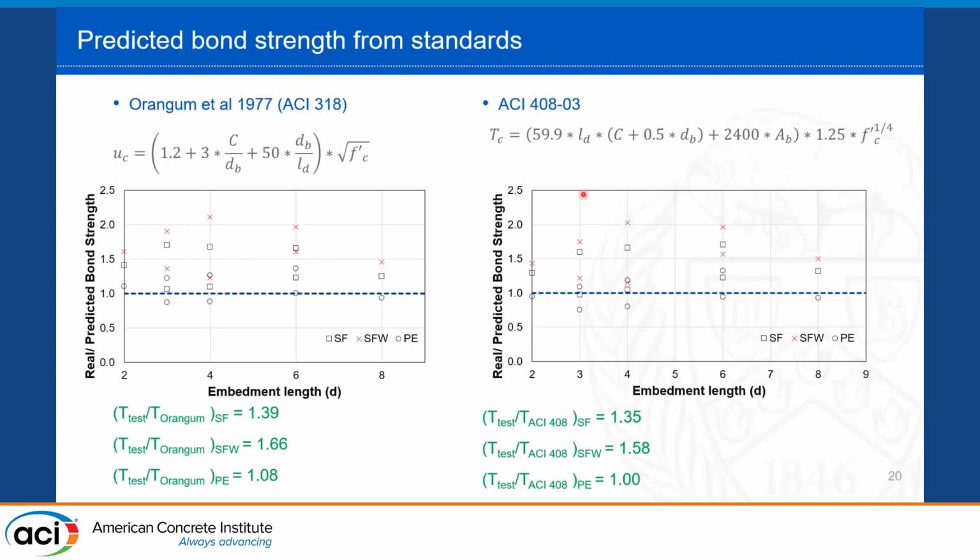And then I did the same for the ACI 408 by using the proposed equation to determine the bond capacity. And also here, this figure shows the ratio between the real over the predicted strength for different embedment length. And these are the average values.